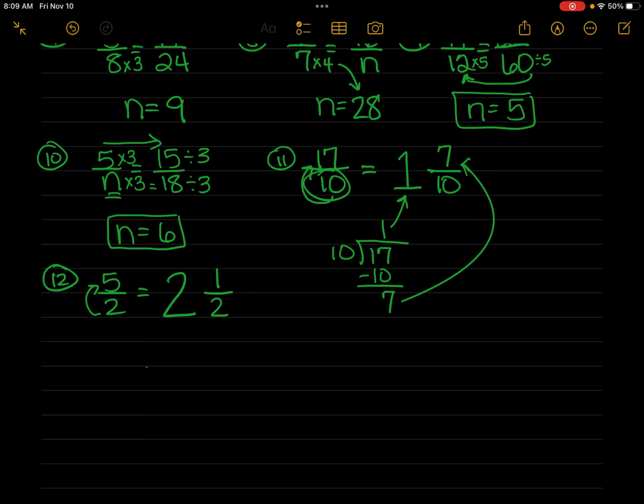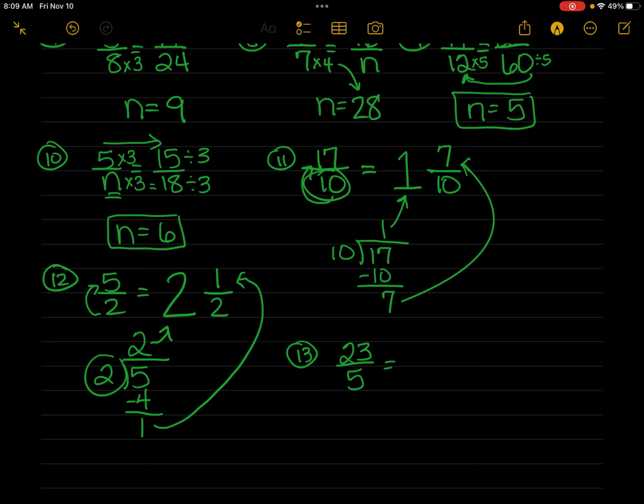Okay, you can also do it the division way. So 2 goes into 5 2 times, that's 4, and I have 1 left over. So there's the 2, there's the 1, and the bottom number 2 is this number. Okay, number 13. Number 13 is 23 over 5.